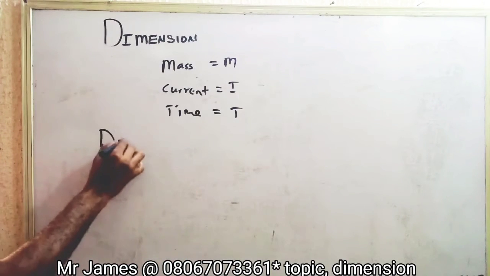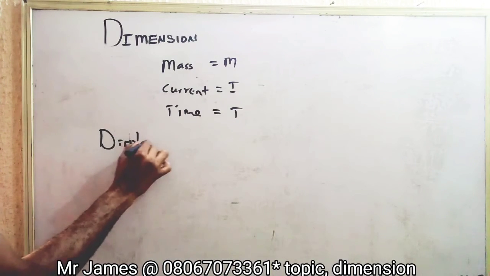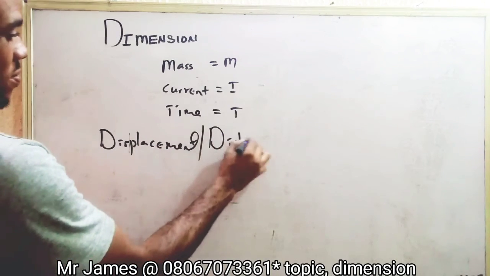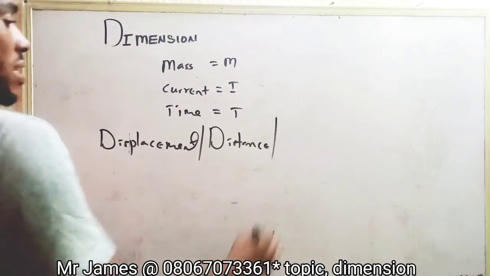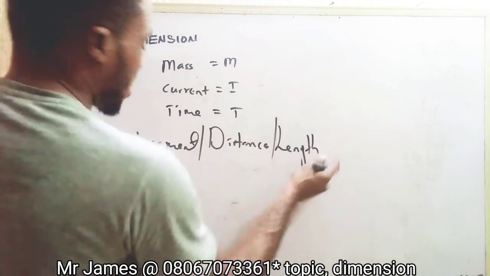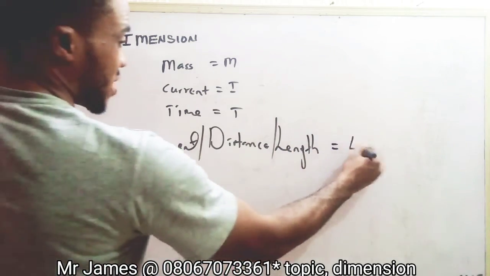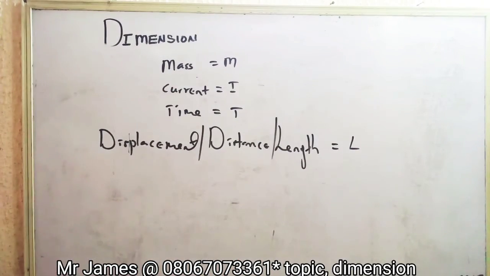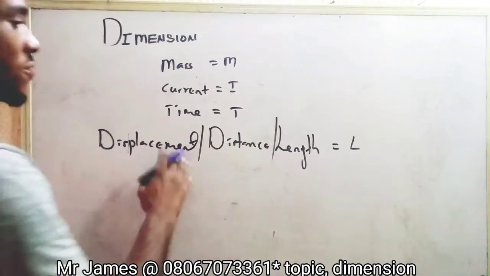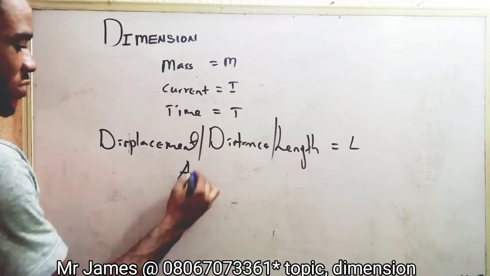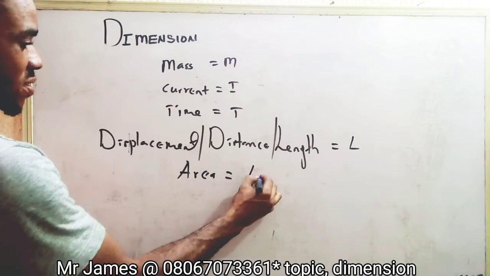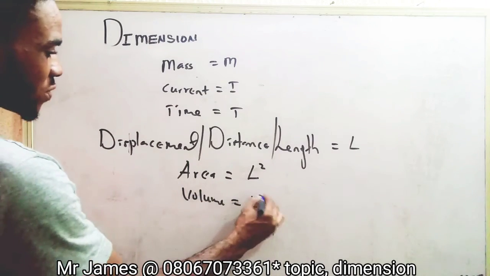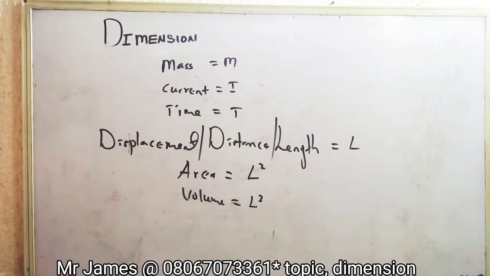The other one is displacement. I can write it as displacement, distance, and length. So it can have any of these three names, represented by L. Apart from these four things I'll be using, there's a little bit of modification in this fourth one. Any question you're solving where the formula involves area, use L raised to power 2. If the question involves volume, use L raised to power 3. So these are the only tools I'll be using.